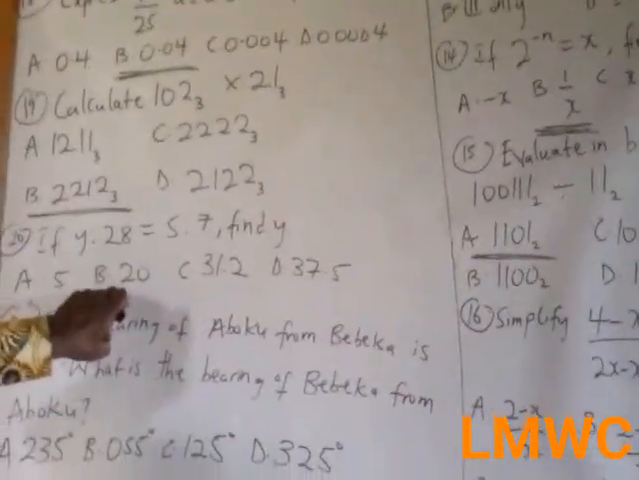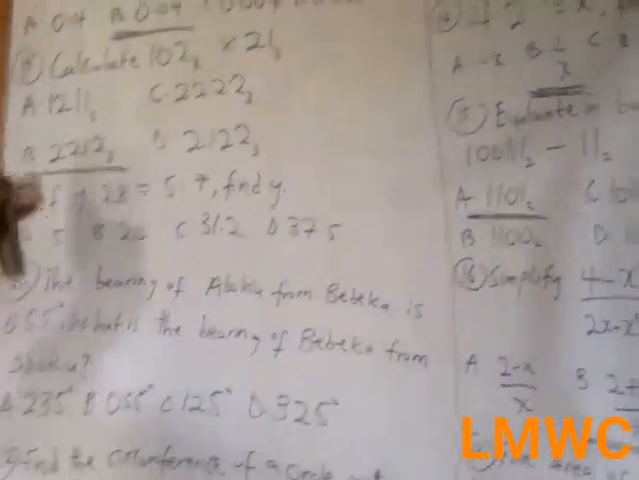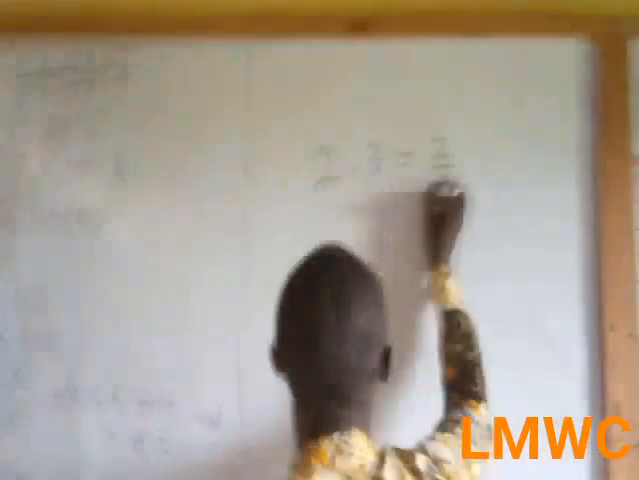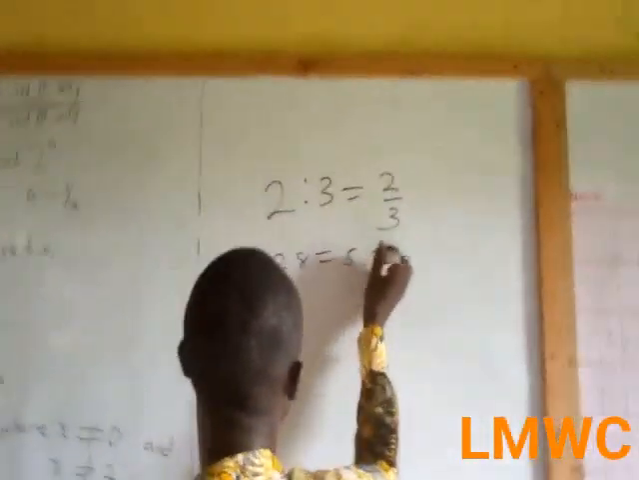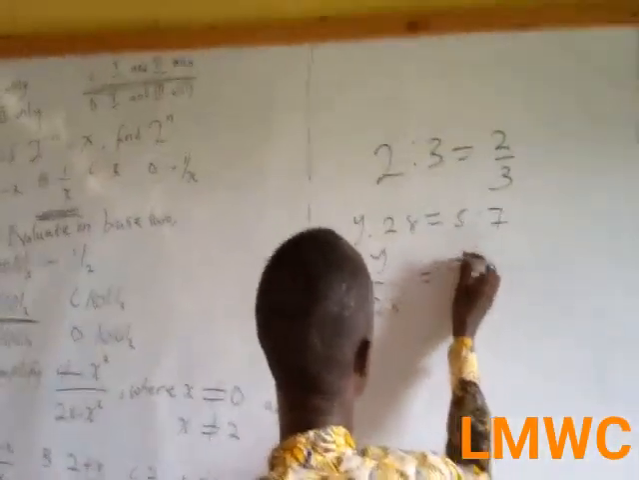Question 20 is ratio and proportion. Anytime you see y is to 28, it is the same as y over 28. If they give you 2 is to 3, it's the same as 2 over 3. So y is to 28 is equal to 5 is to 7. We have y over 28 equal to 5 over 7.